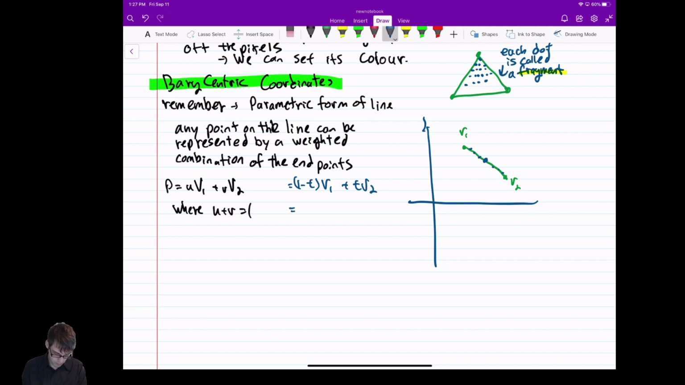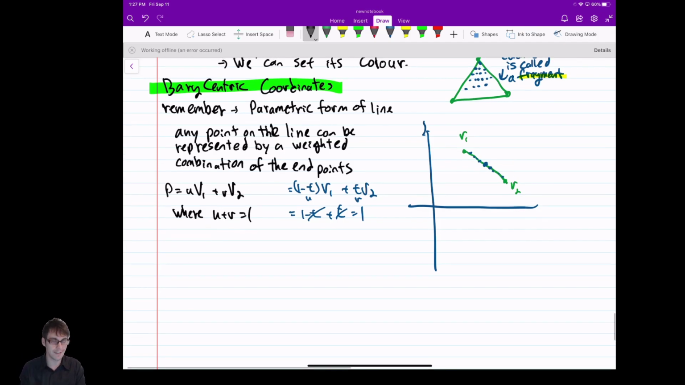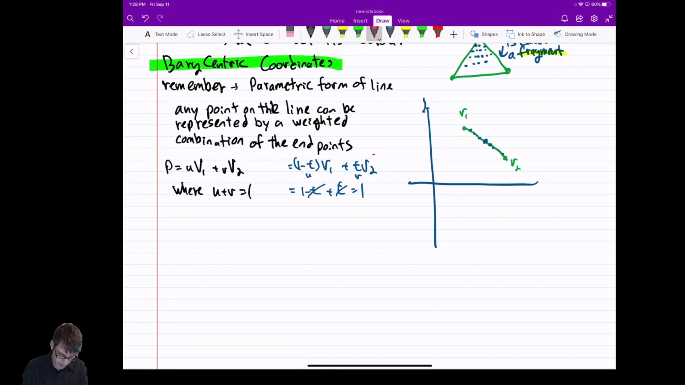So if this is u and this is v, I can add them together. So 1 minus t plus t, of course, they cancel out, is 1. So to wrap this up, I can take any point in this line and I can write it in the form of u times v1 plus v times v2. As long as u and v add to 1, I'm going to get a point on that line. We've seen this before. It's the same thing as this form right here. It just lets us go across the line and write our point as a balance between v1 and v2.